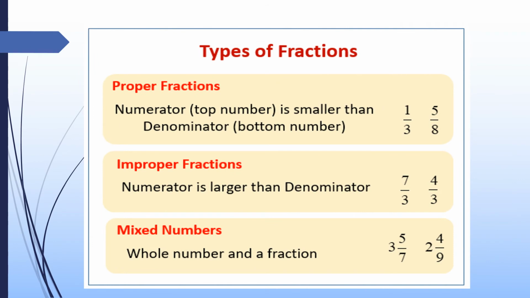Types of fractions. Now let us discuss what are the different types of fraction. Proper fraction. What are proper fraction? Numerator is smaller than denominator. And then improper fraction. Numerator is larger than denominator. And what are mixed fraction? Whole number and a fraction. It is a mixture of two, whole number and a fraction.